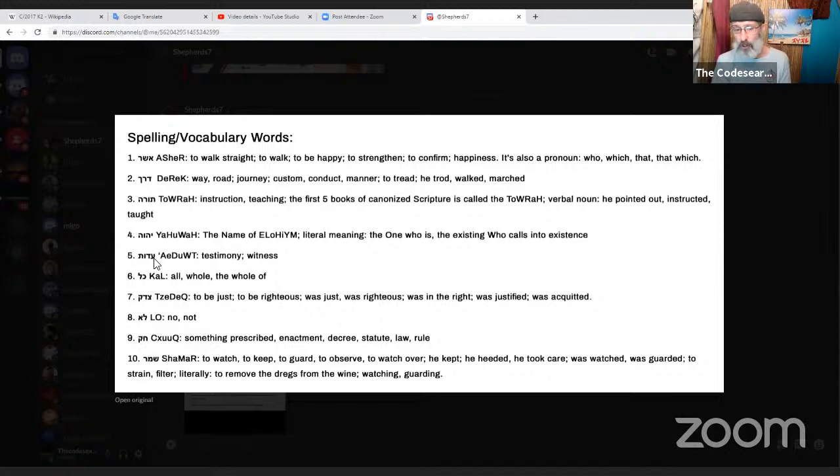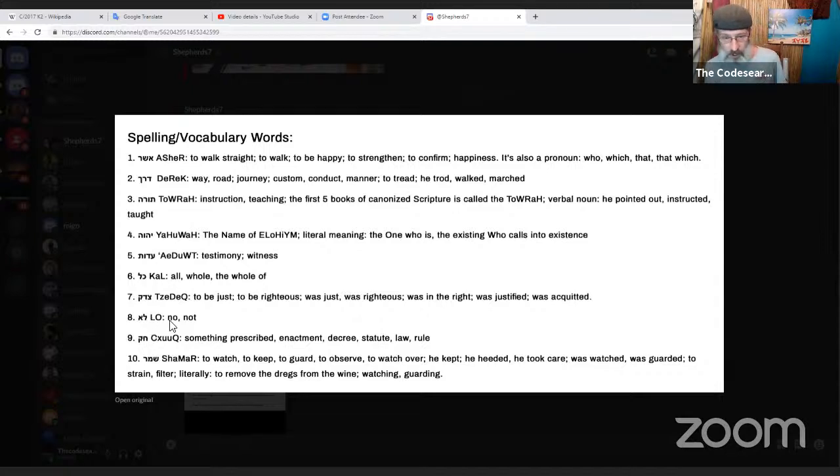Number 5 is Edut. It means testimony or witness. It is Ayin, Dalet, Vav, Tav. Number 6 is Kol. Kol is a Kaf and a Lamed. It means all or whole, the whole of. And number 7, Tzadik, to be just, to be righteous, to be in the right, justified. Tzadik is Tsade, Dalet, and a Qof.